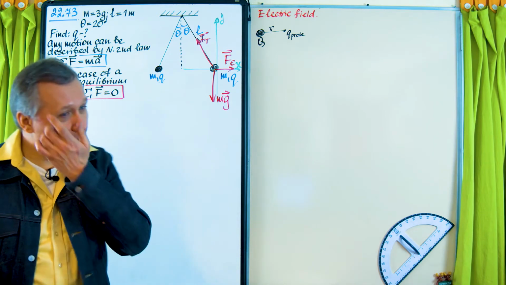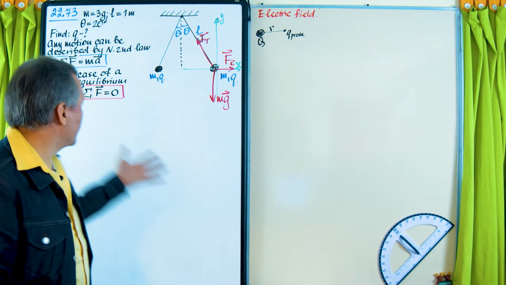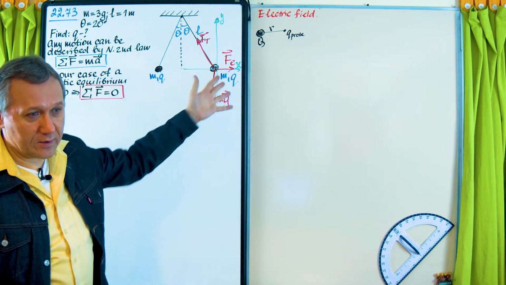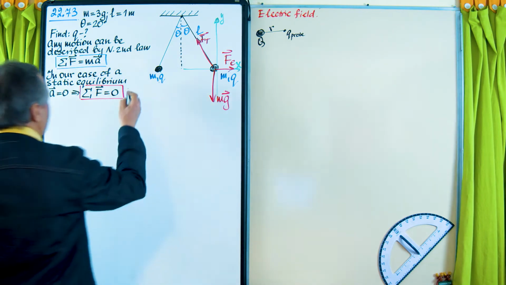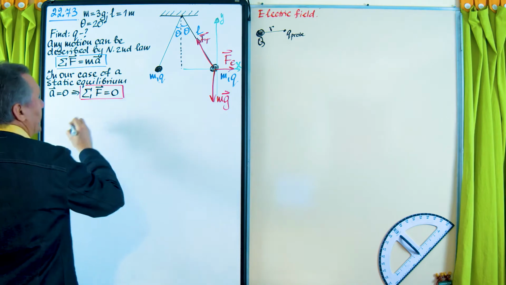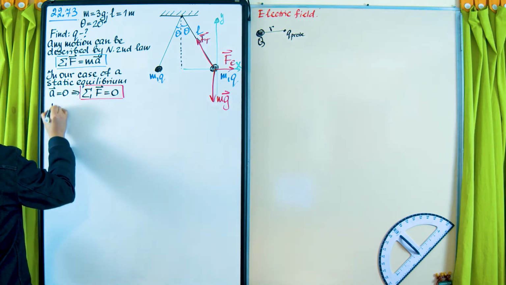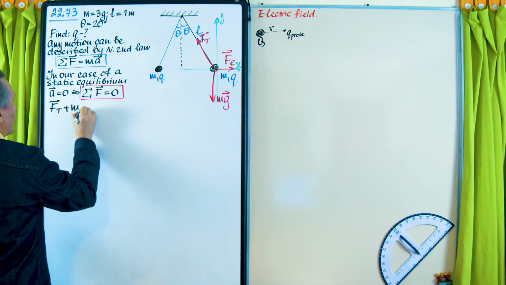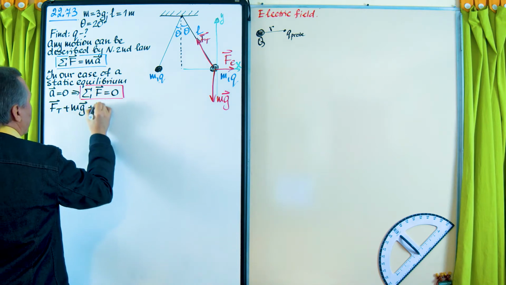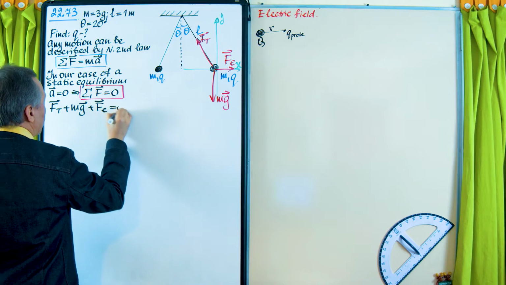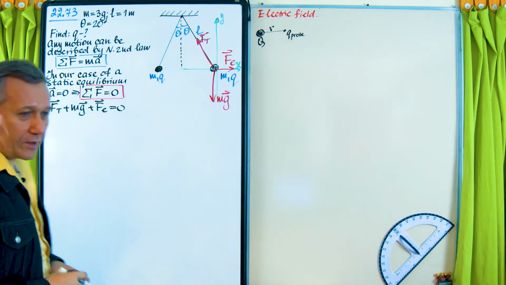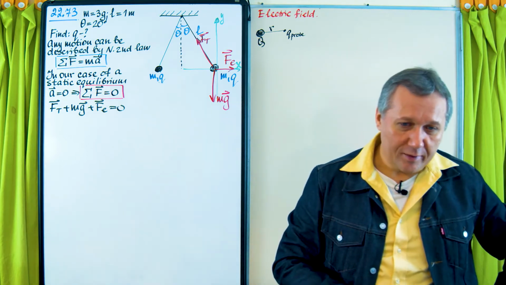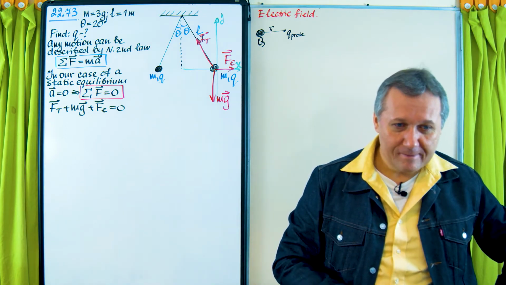But before I start balancing in the directions, let me write down this equation explicitly using these three forces. Probably I will do it here underneath. It will be F tension plus mg plus electric force. I just wrote this vector equation explicitly, after identifying all forces, right?